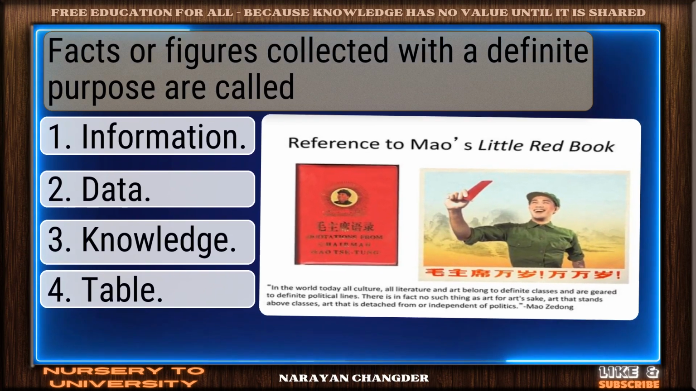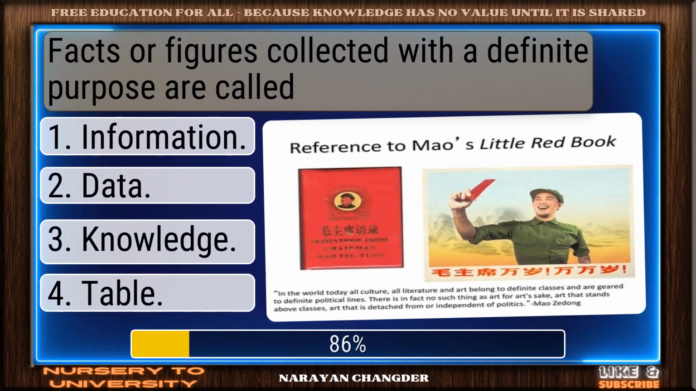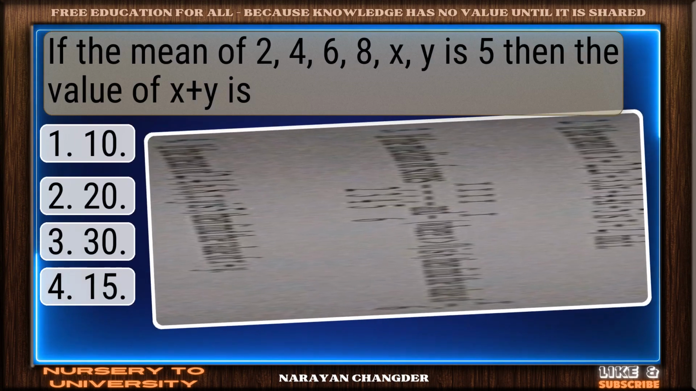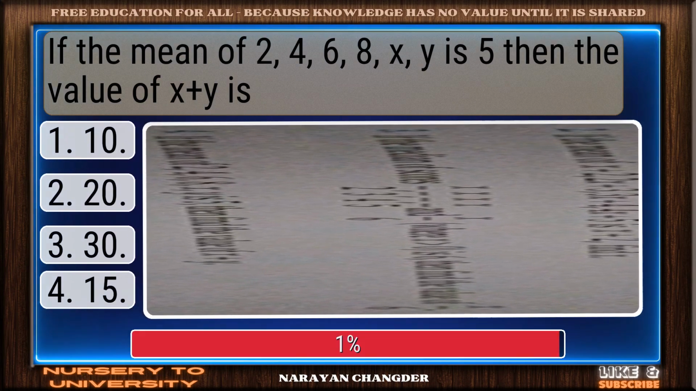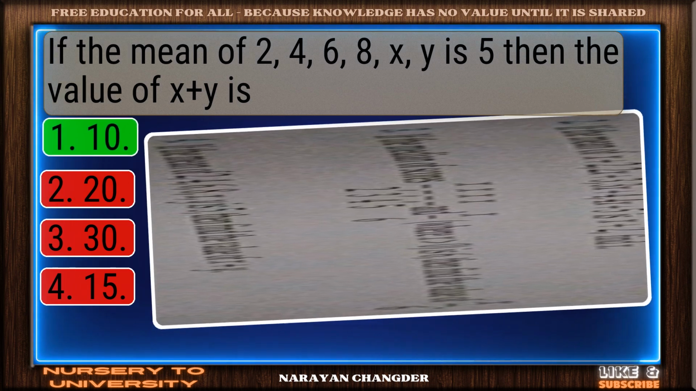Facts or figures collected with a definite purpose are called? Solid response. Data is valid. If the mean of 2, 4, 6, 8, x, y is 5, then the value of x plus y is? Right again. 10 is valid.